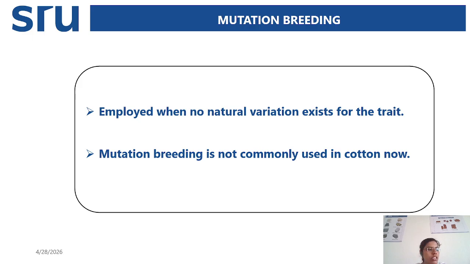And next is mutation breeding. When there is no variation present for these traits, we'll go for mutation breeding. Mutation breeding is not widely used in cotton. Generally, mutation breeding involves natural mutations, or we have induced mutations, like physical mutations or chemical mutations. So this is about mutation breeding, which is not widely used in cotton.